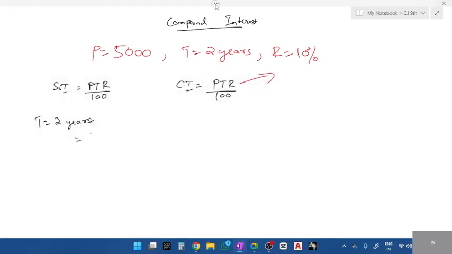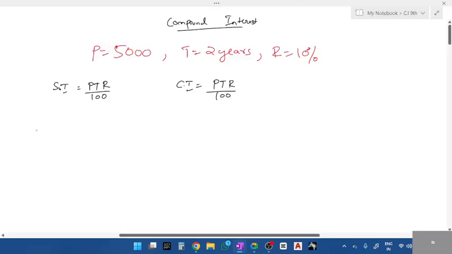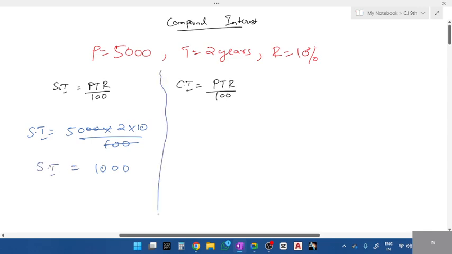Completed. Okay. So simple interest and compound interest. Simple interest is equal to PTR by 100. 5,000 into 2 into 10 divided by 100. What's the simple interest? 1,000. Now compound interest, how do you calculate compound interest, students?